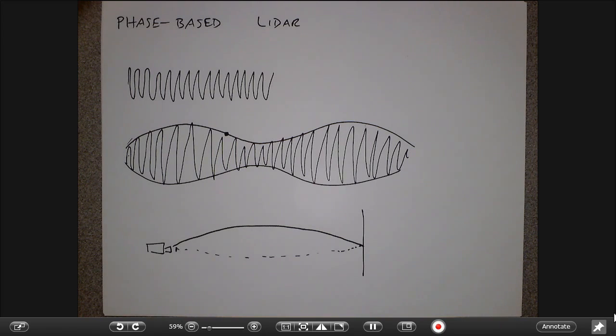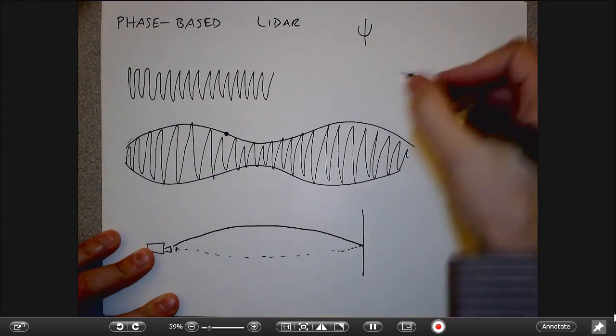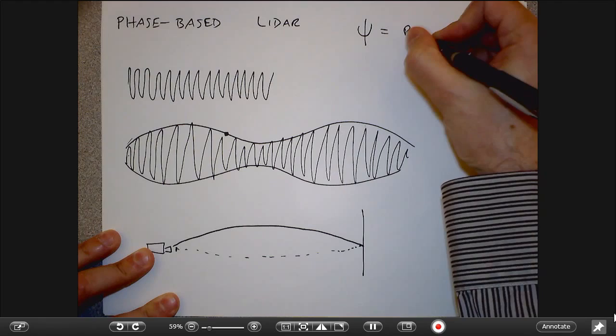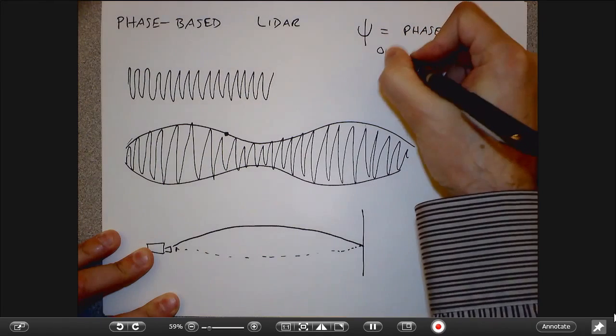If the surface is not too far away, then the phase delay is small, because there hasn't been that much time for this slow frequency sine wave to change when it comes back to me. Whereas if the surface is far away, then maybe I'm almost all the way back to my original zero starting position. Here, what I look at is what we call psi, the phase shift of the modulated signal.